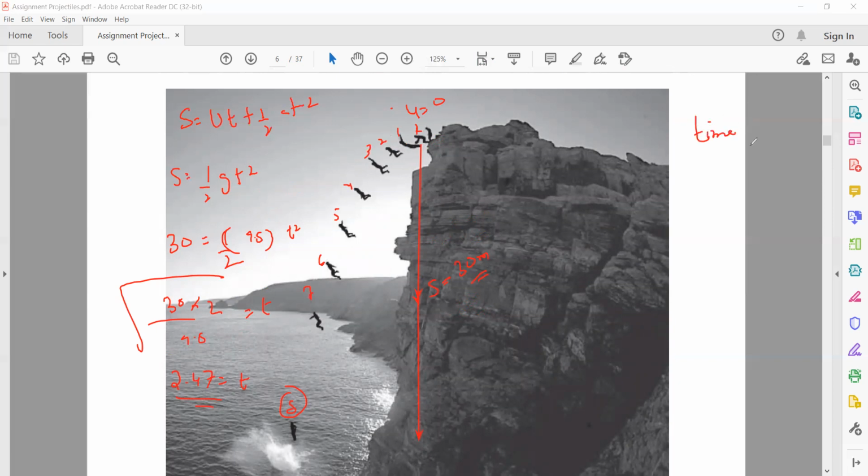So time and pictures. 2.47 seconds, there are 8 pictures. So in 1 second, how many pictures are there? X, cross multiply. We will get 8 divided by 2.47. This will approximately give us the number of pictures taken per second, which is about 3.2 pictures per second. Is this part of the question clear?